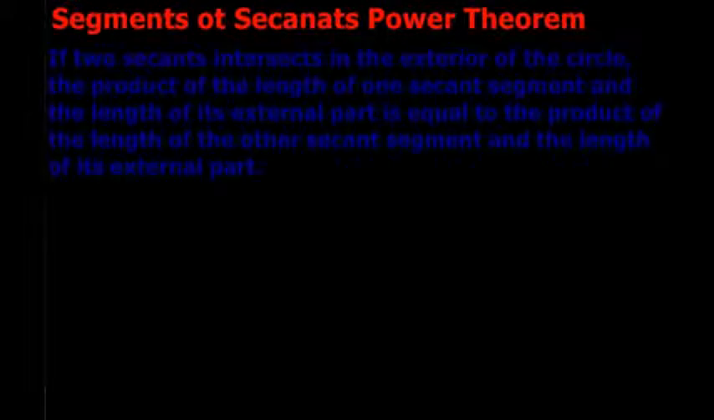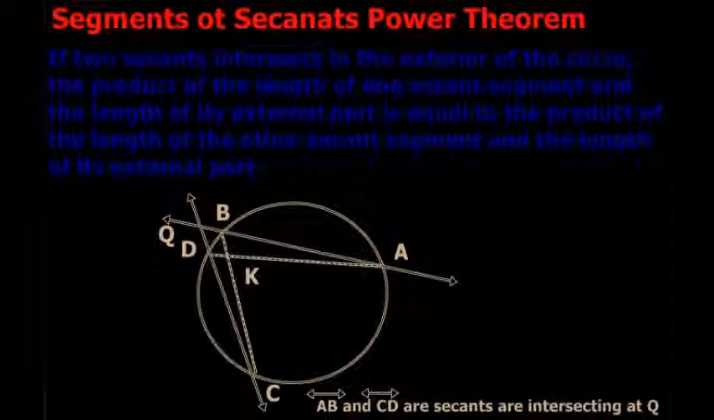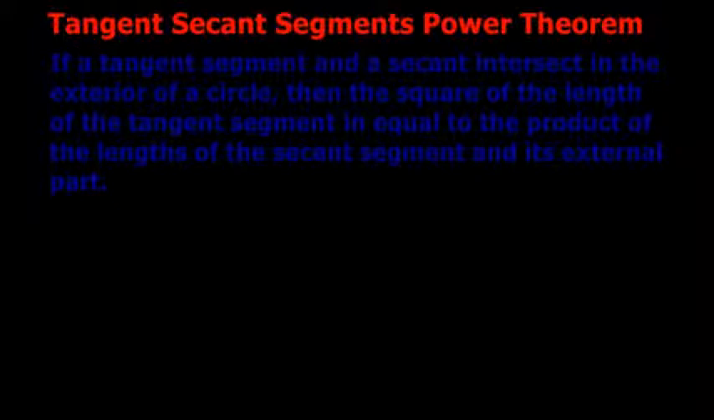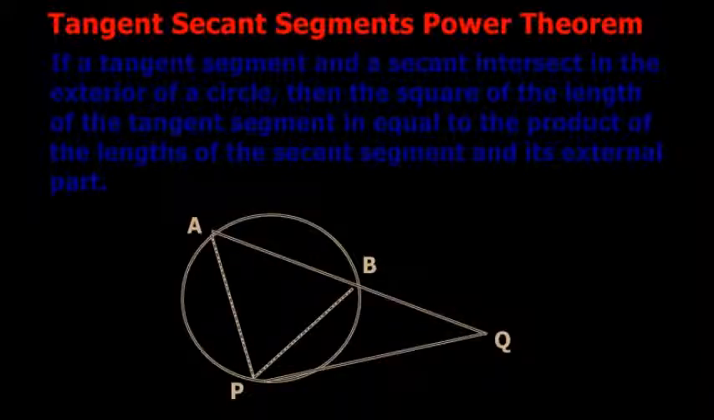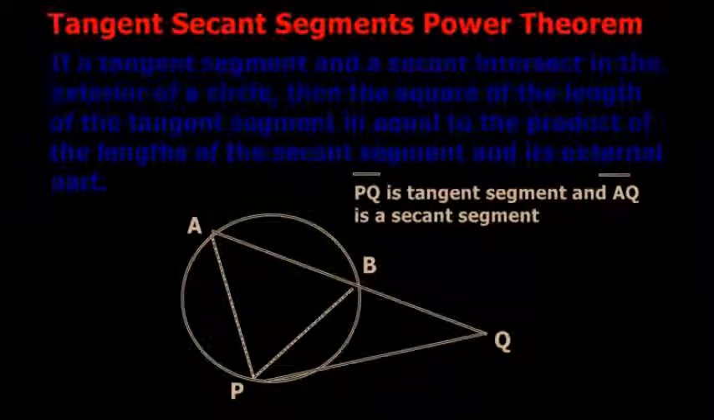Segments of secants power theorem. If two secants intersect in the exterior of the circle, the product of the length of a secant segment and the length of its external part is equal to the product of the length of the other secant segment and the length of its external part. Tangent secant segments power theorem. If a tangent segment and a secant intersect in the exterior of a circle, then the square of the length of the tangent segment is equal to the product of the length of the secant segment and its external part. Line PQ is a tangent segment and line AQ is a secant.